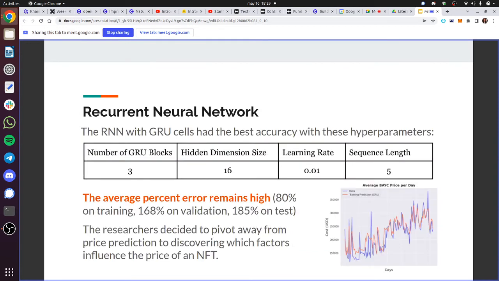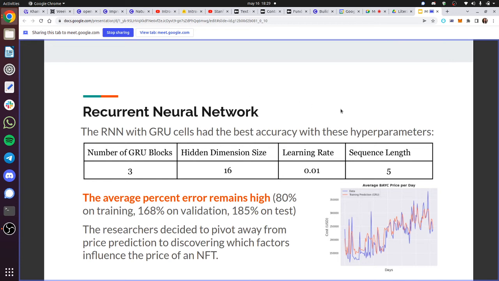So the first model they used was a recurrent neural network with GRU cells, and it is the one having the best accuracy with these parameters. So they have been trying different RNNs and they retained this one as the one performing the best. But still the average percentage error is high. It has 18% of error on training, 168 on validation, and 185 on tests.